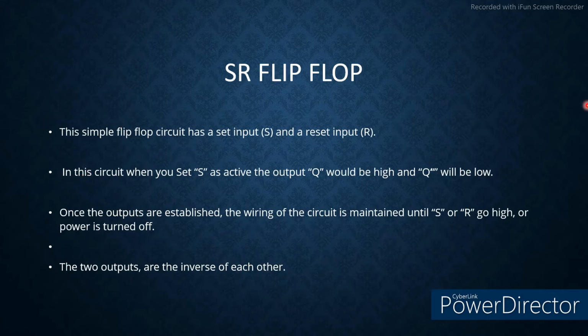SR flip-flop. This simple flip-flop circuit has a set input S and a reset input R. In this circuit, when you set S as active, the output Q will be high and Q bar will be low. Once the output is established, the state of the circuit is maintained until S or R goes high or power is turned off. The two outputs are the inverse of each other.